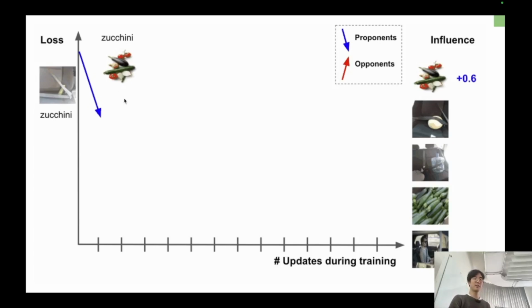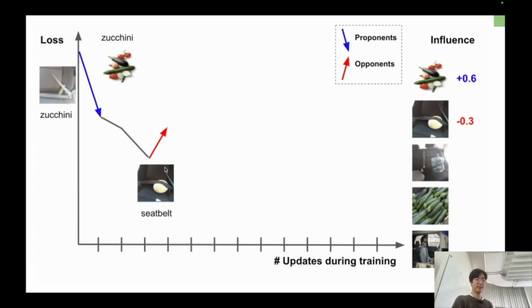The first image that the model sees is a zucchini sample that looks like this. When the model takes a look at this sample and makes the prediction, the loss for zucchini is decreasing, meaning that this is more correctly predicted as zucchini as a result of seeing this sample. In other words, this sample is a proponent of the prediction of zucchini for this test sample.